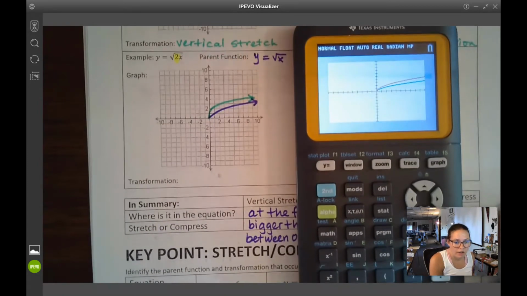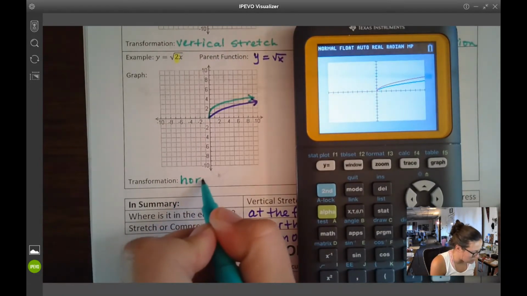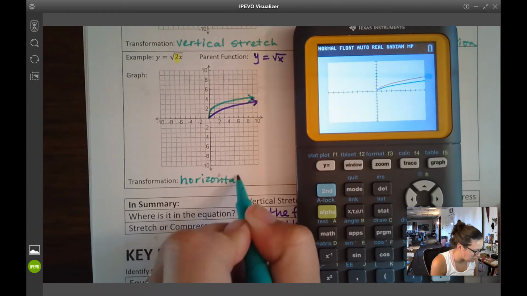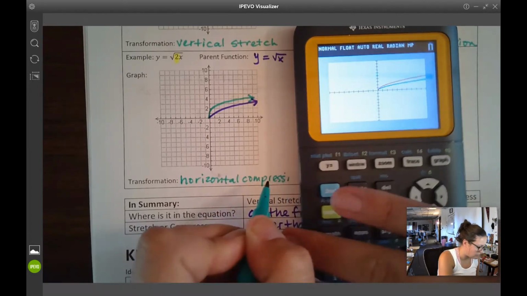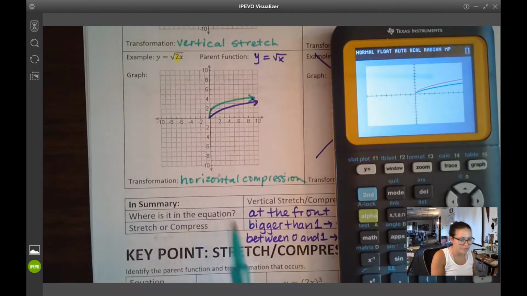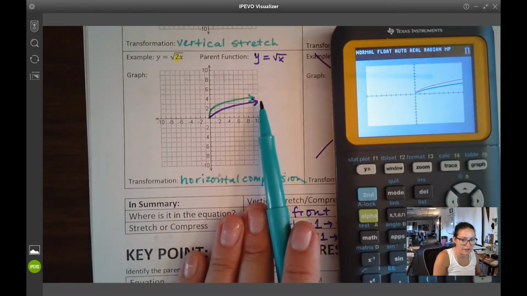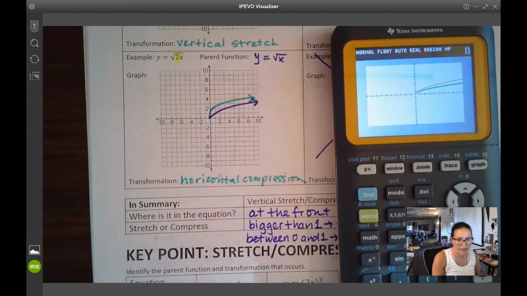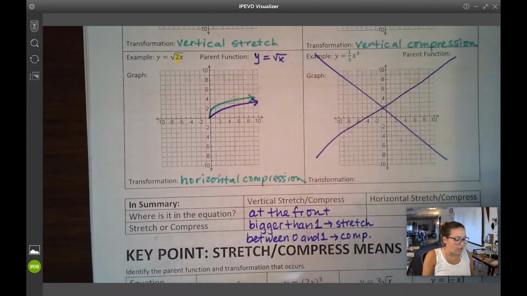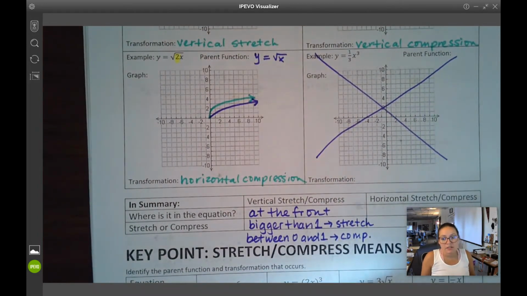And this is what we call a horizontal compression. Imagine I'm taking this and pushing it to the left towards the y-axis. I'm compressing it this way. Now, why is it a horizontal compression? It all has to do with where the 2 is located.